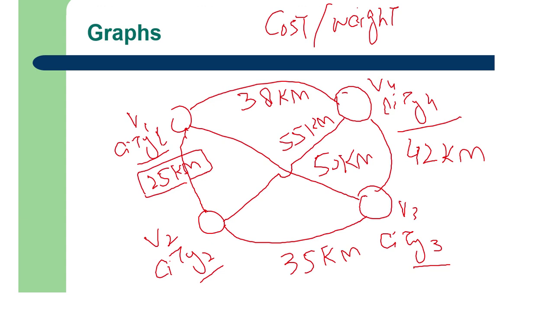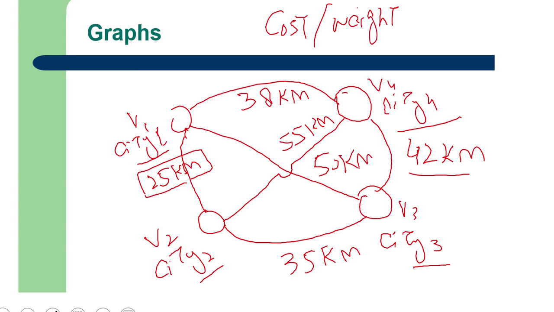The second concept we have studied is the weight of the graph. In the case of a weighted graph, we have seen that each edge is labeled with a cost. For example, if there is a road between city 3 and city 4, in this case the weight is 42. We can represent real world objects in the form of vertices and the connections in the form of edges.